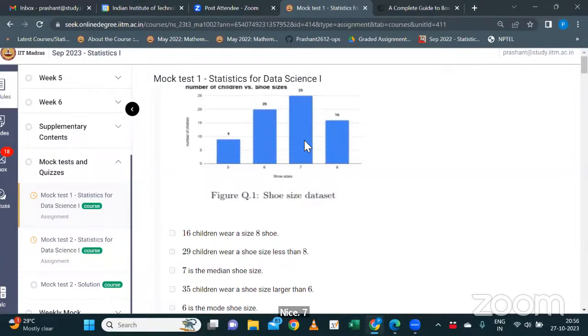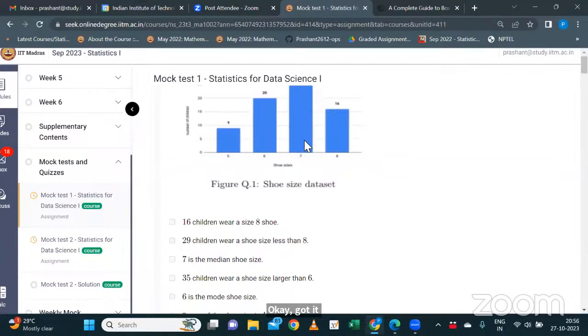Okay, so the next option is: 35 children wear a shoe size larger than 6.